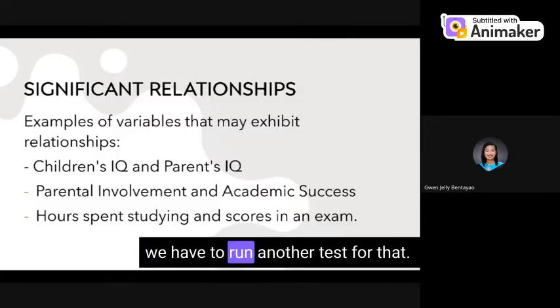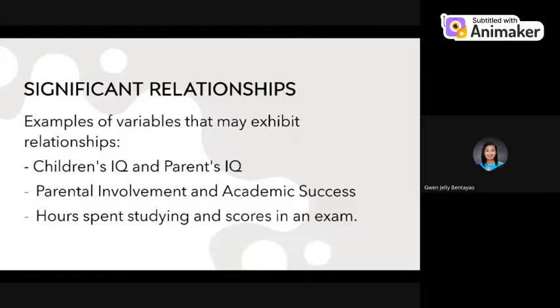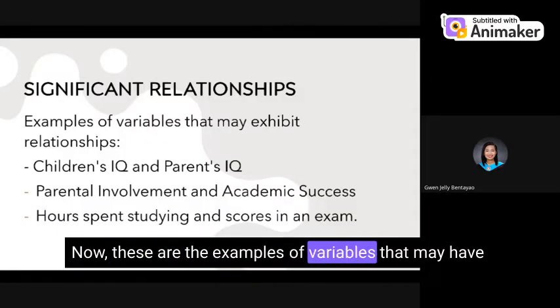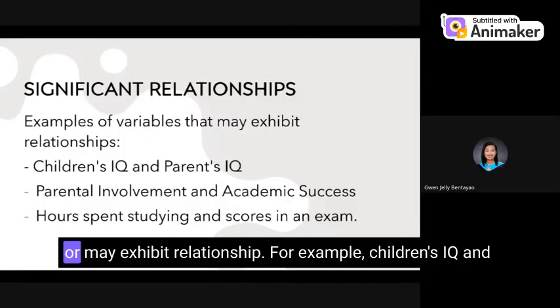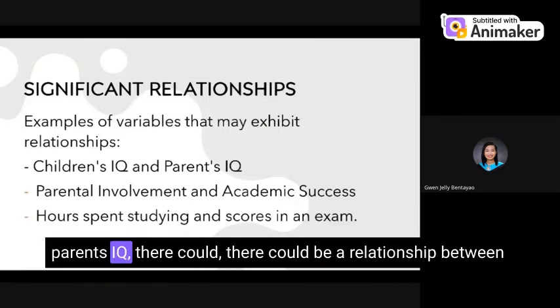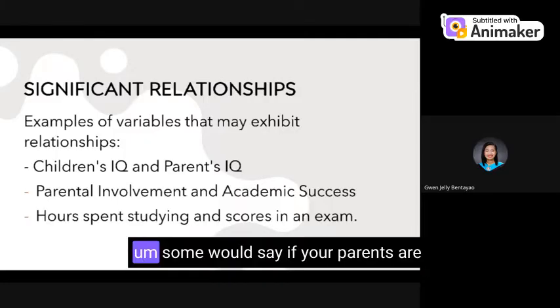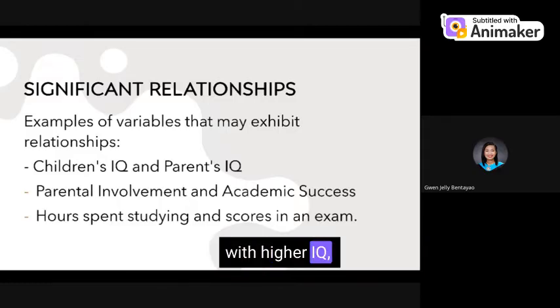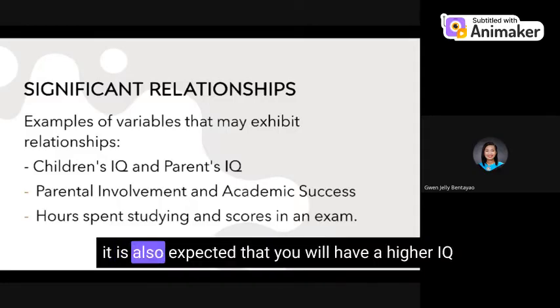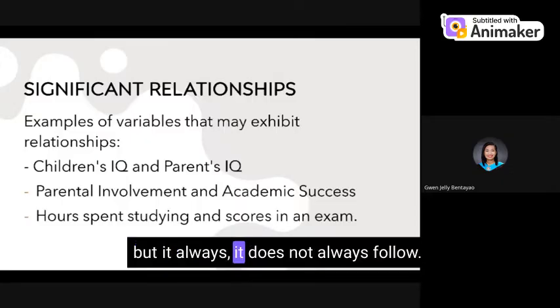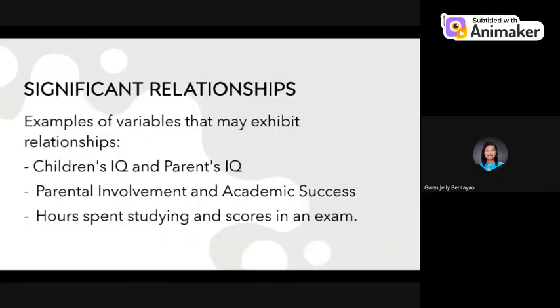We have to run another test for that. Now, these are examples of variables that may exhibit a relationship. For example, children's IQ and parents' IQ. There could be a relationship between them. Some would say if your parents have a higher IQ, it is also expected that you will have a higher IQ. But it does not always follow.